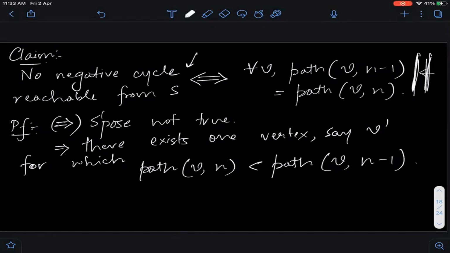So we are assuming for the sake of contradiction that there exists some vertex V prime for which this is true. But what does this imply? So if this is true, yeah, but what is the contradiction here?